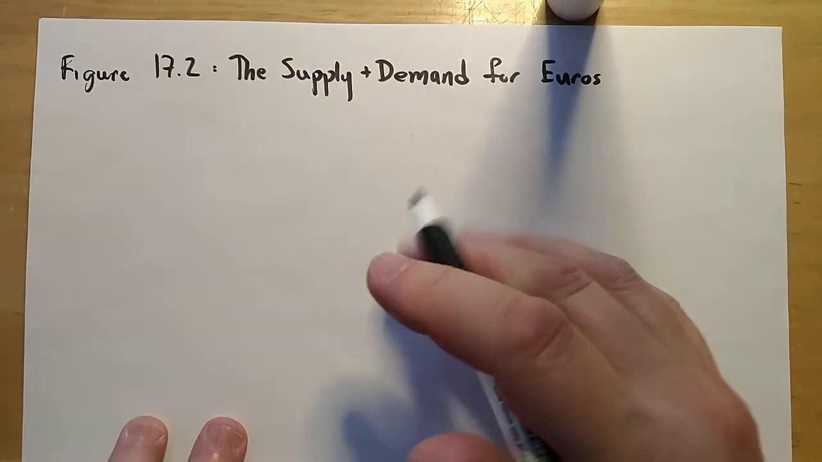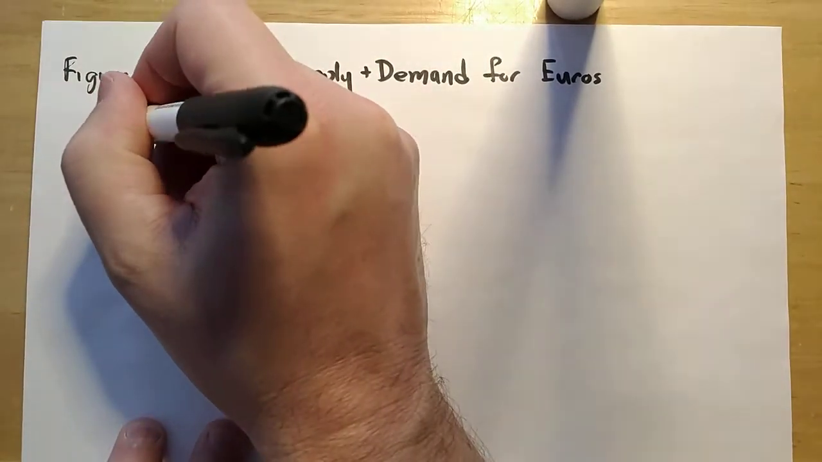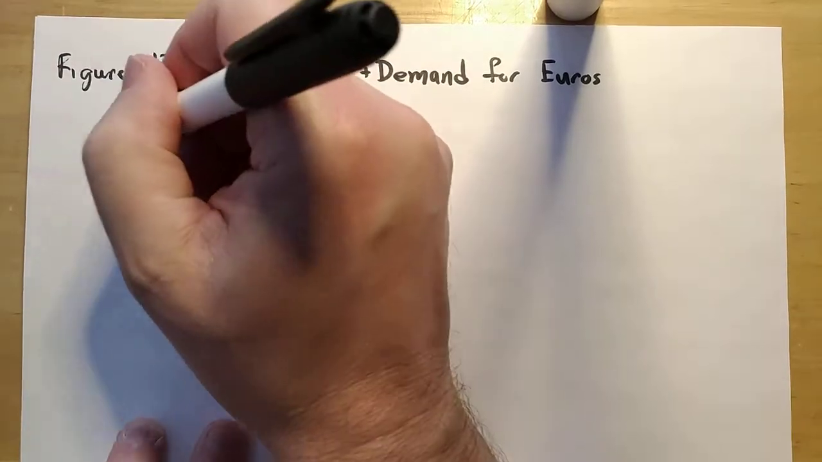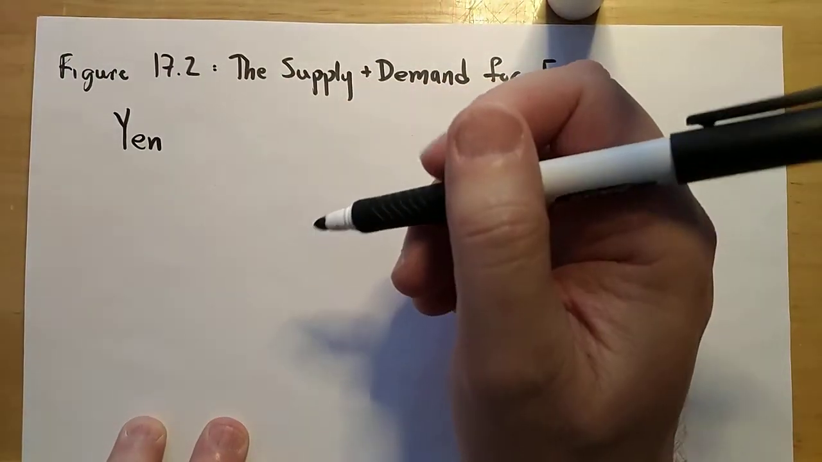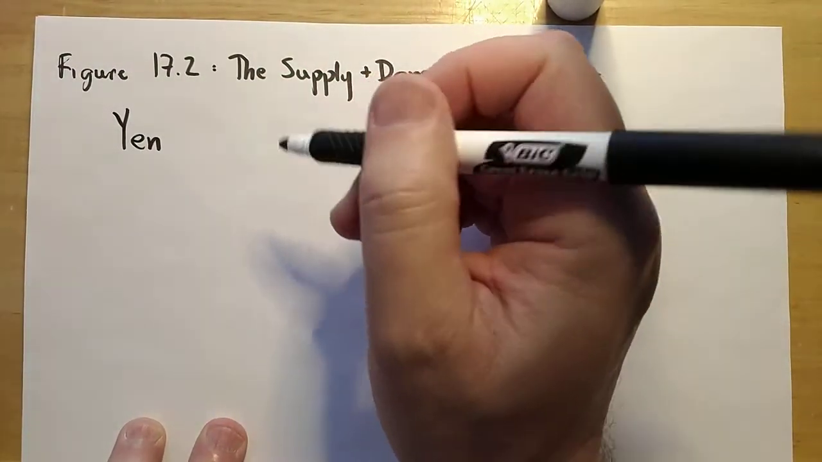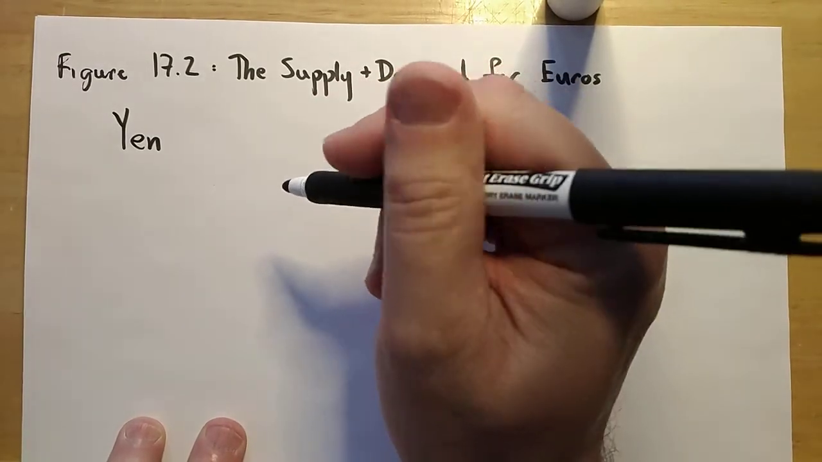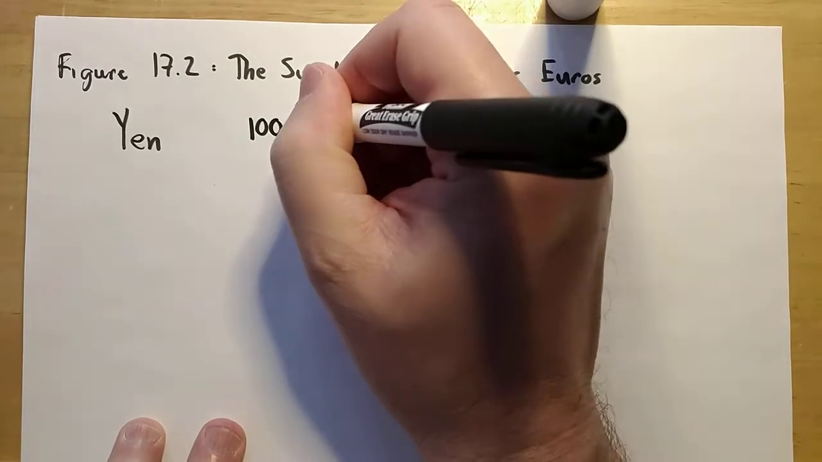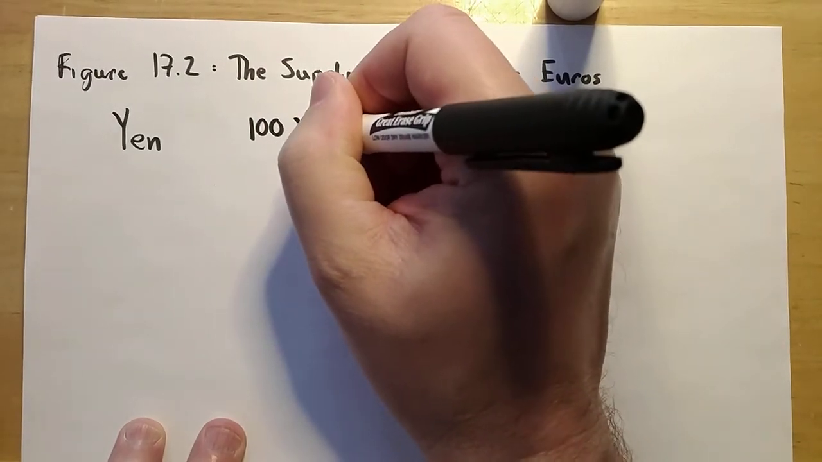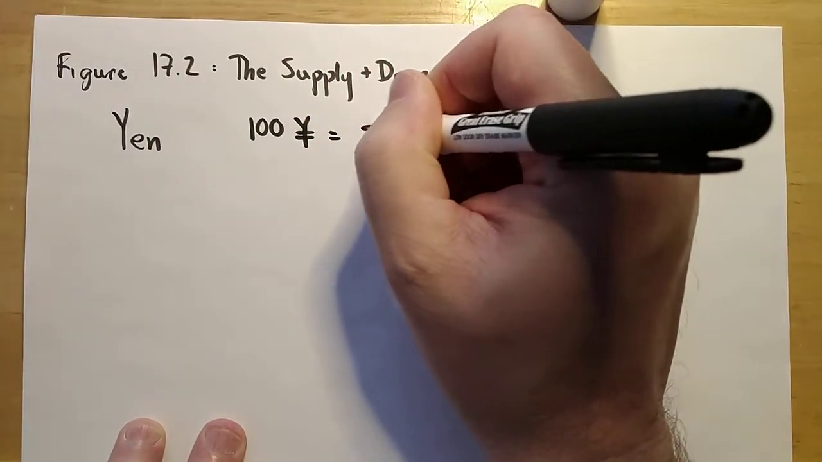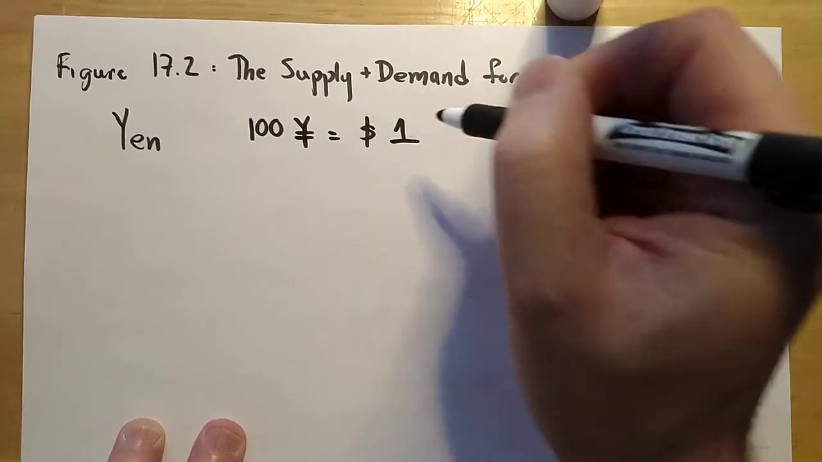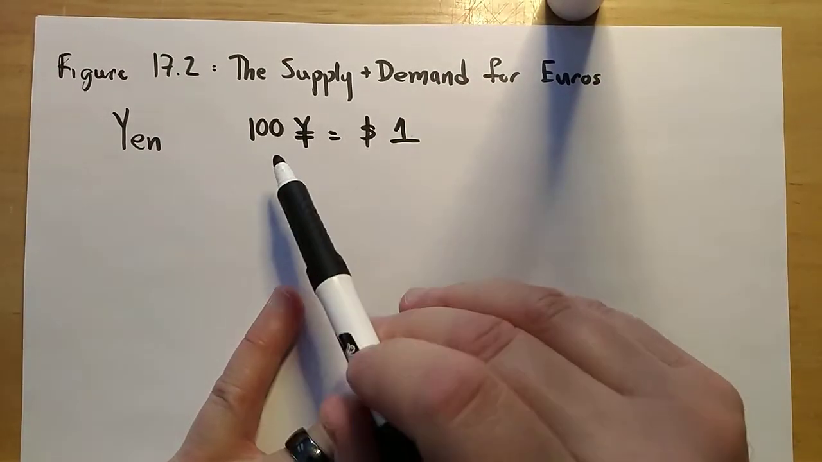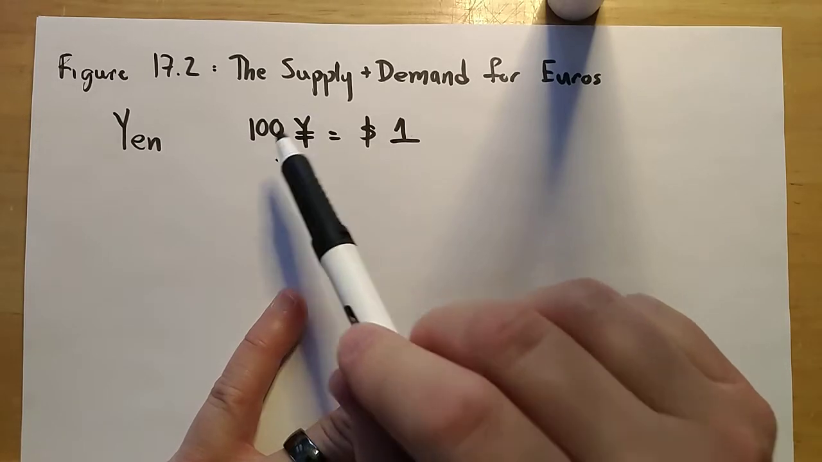So the currency in Japan is the yen. Okay. And it's given a symbol, which is a Y with 2 bars in it. Okay. I'm rounding to make things nice and easy. The current exchange rate is about 100 yen equals $1. Okay.